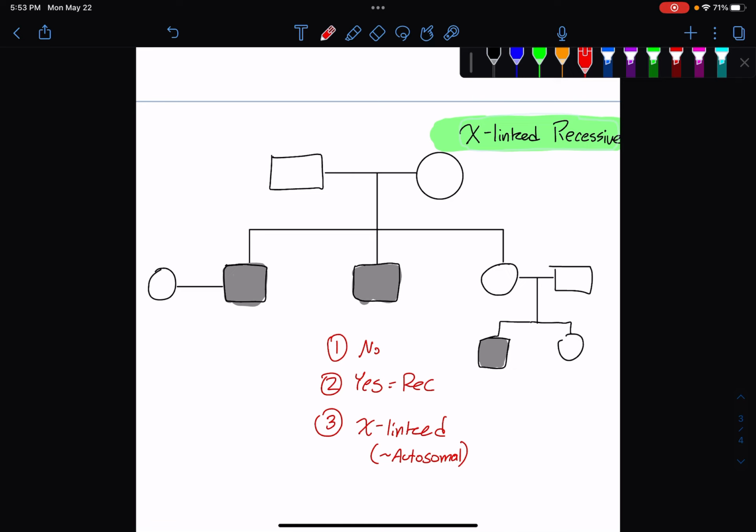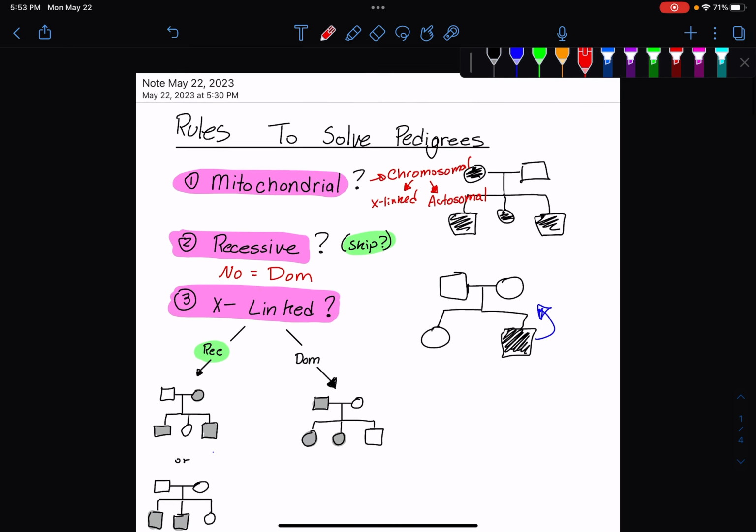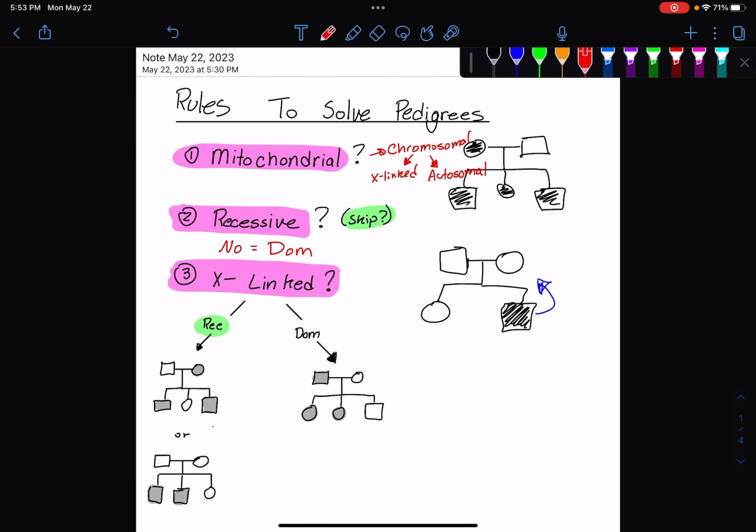So this is just a couple of quick tips on how to solve pedigrees really fast. Is it mitochondrial? Rule that out. That means it's going to be either X-linked or autosomal. Is it recessive? If it's not, it's going to be dominant. If you find a skip, then it's going to be recessive.